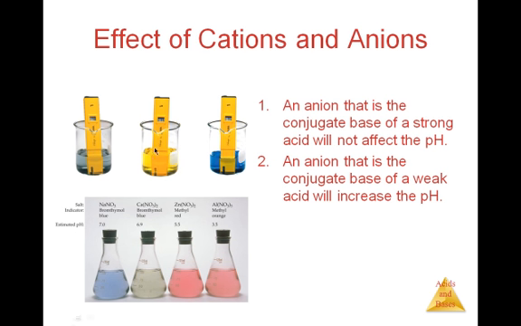We have a couple of different solutions down here in the bottom left we're looking at. We've got NaNO3. So let's think about what NO3 is. NO3 is the conjugate base for a very strong acid, which is nitric acid, HNO3. So let's look at these two prompts right here. It says an anion that is the conjugate base of a strong acid will not affect the pH, and that's why the pH of this solution when we added sodium nitrate is still 7.